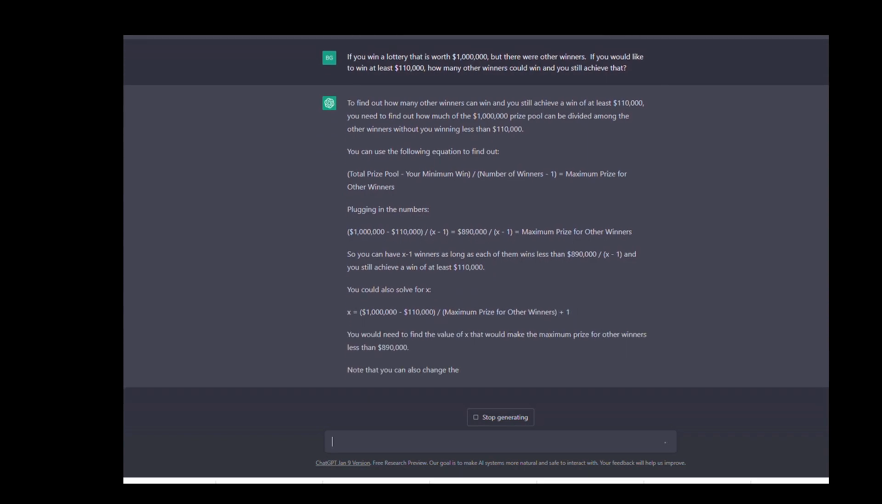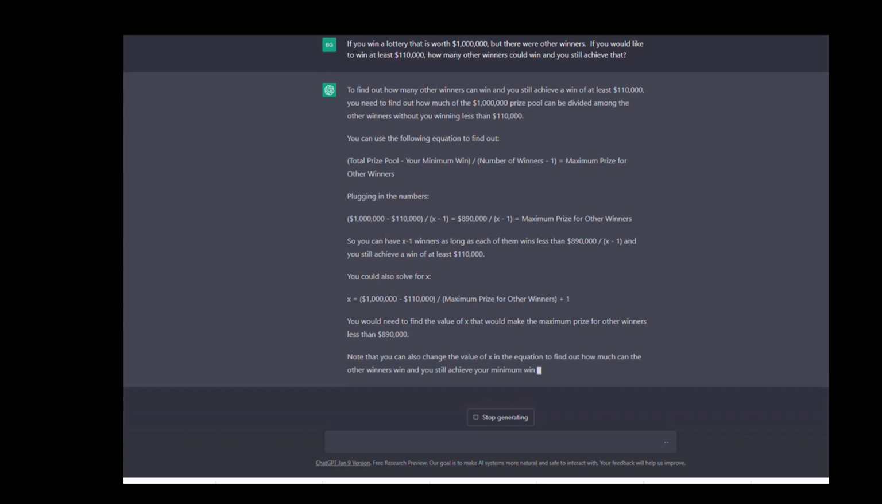You can use the following equation to find out. Total prize pool minus your minimum win, divided by number of winners minus 1, equals maximum prize for other winners. Plugging in the numbers: $1 million minus $110,000, divided by X minus 1, equals $890,000 divided by X minus 1, equals maximum prize for other winners. So you can have X minus 1 winners as long as each of them wins less than $890,000 divided by X minus 1, and you still achieve a win of at least $110,000.